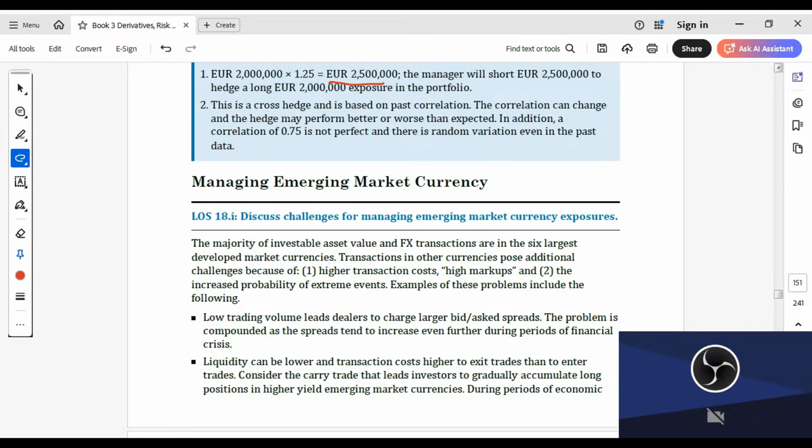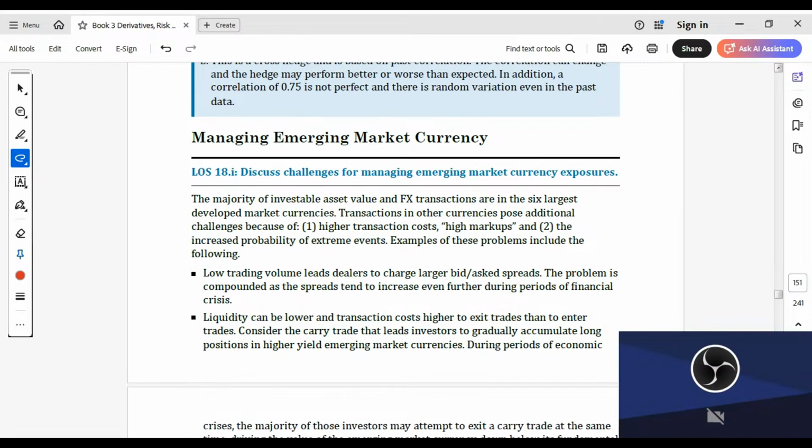Then if you have to manage exposure to emerging market currencies, there are some additional issues. Transaction cost will be high, liquidity will be lower, bid-ask spreads will be wider, and spreads tend to increase when there is financial distress. Liquidity lower, transaction cost higher, impact cost higher.